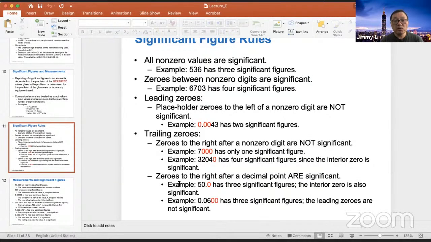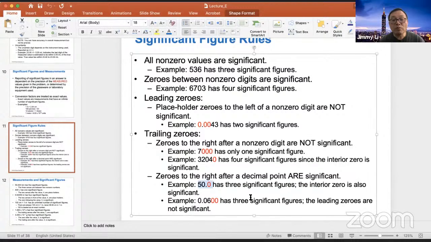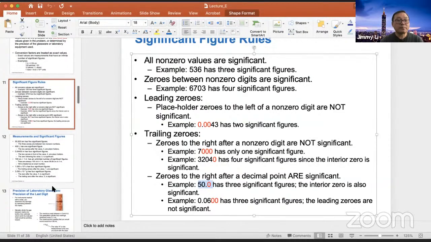Second part of a trailing zero: if you have a zero to the right after the decimal place, they are significant. So they give you that example, 50.0. Take a look at this number, 50.0. There are three significant figures here, because all the zeros count. That last zero is to the right of the decimal place, so that is significant. That's very important.